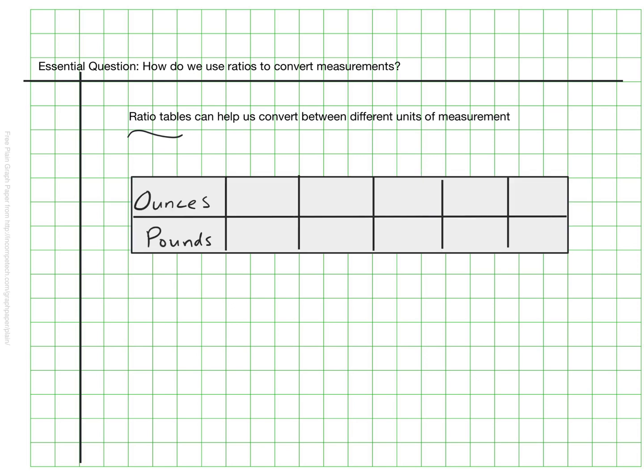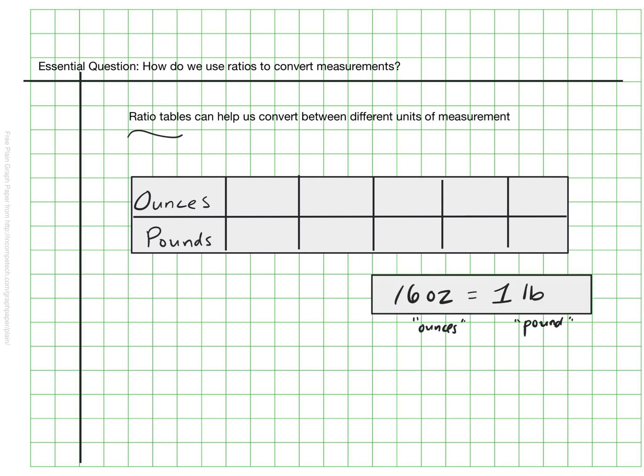For example, when we weigh things, sometimes we weigh them in ounces and sometimes we weigh them in pounds, and it's good to be able to know how to go back and forth between the two. With ounces and pounds, the relationship is that 1 pound is the same weight as 16 ounces. So if we want to figure out how many pounds are equivalent to 52 ounces, we're looking for equivalent ratios, which is what we've been doing for quite some time.